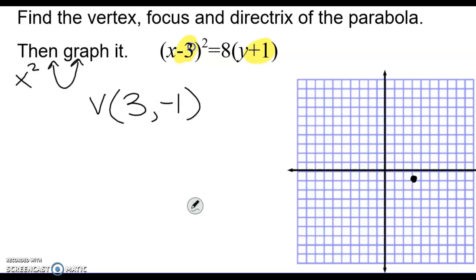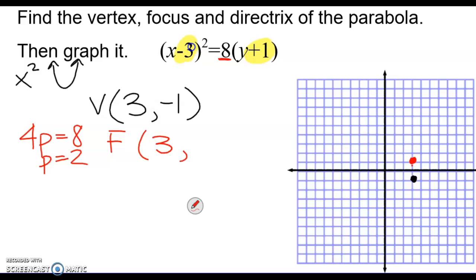Then it says, find the focus and the directrix of the parabola. Where do I look to find those? I'm going to look right here, because I know that that is 4p. So 4p equals 8. The 4p is maybe something you just need to memorize and know. That means that p is equal to 2. So if that's the case, I know it's opening up, right? So I start at the vertex and I just count up 2. There it is.